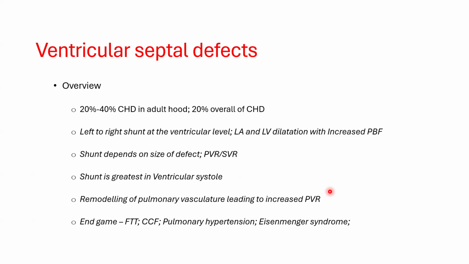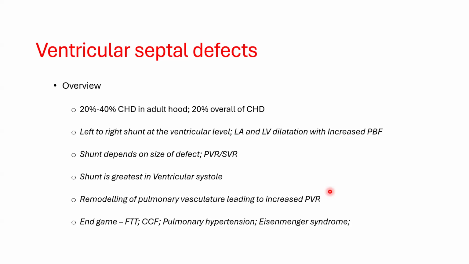We said that they constitute about 20 to 40% of all congenital heart defects. They are also a left-right heart shunt lesion, but this time at the ventricular level. And unlike the ASDs, this is associated with left atrial and left ventricular dilatation with increased pulmonary blood flow. So you take note of the differences already.